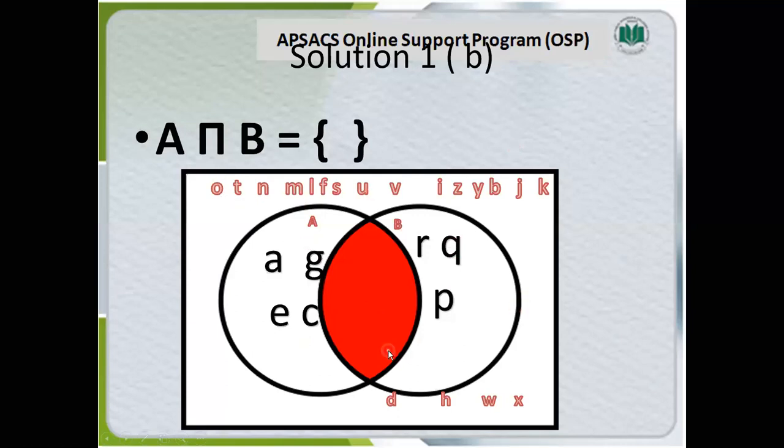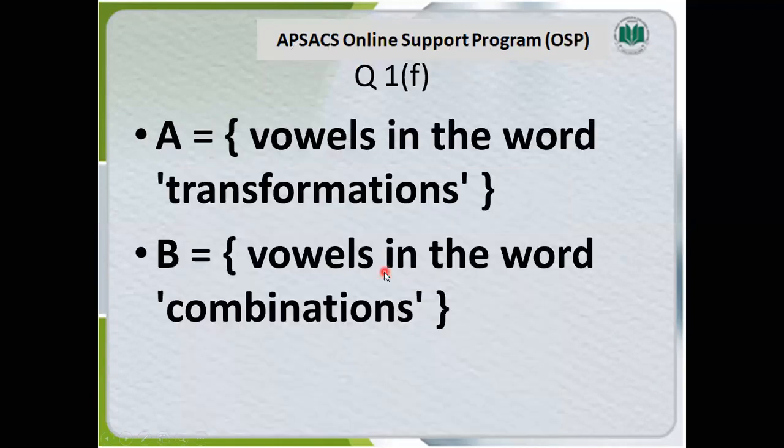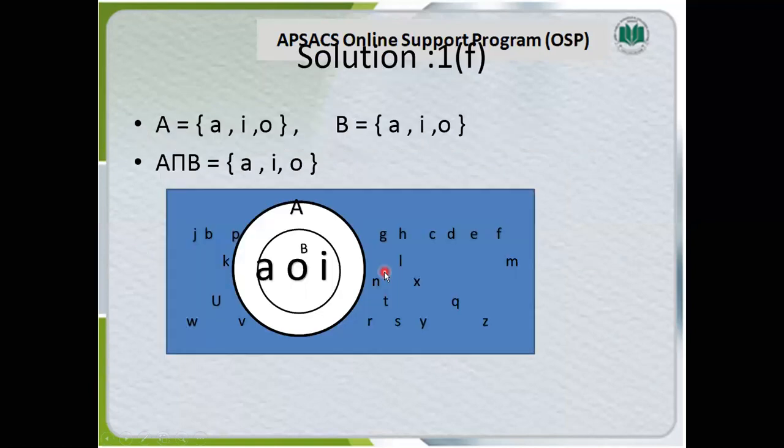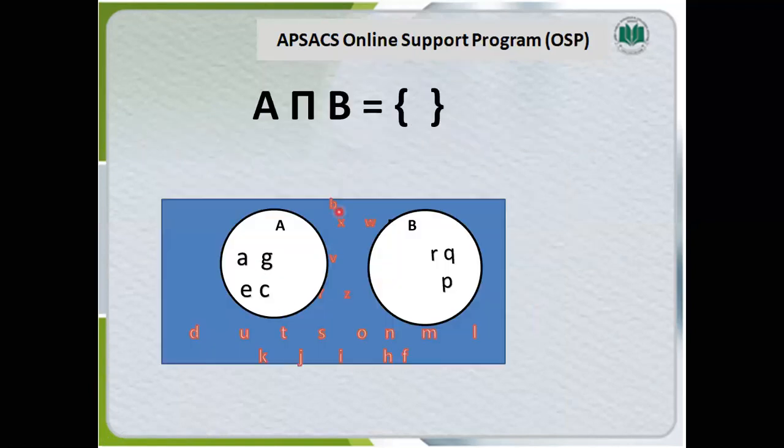This is one way of representing, and there is another way also. Look here. You can draw two circles that are not joined together, not overlapping. Clear? In set A, you have to write the elements of set A. In B, you have to write the elements of B, and all the remaining you have to write in the universal set. Getting my point, beta?